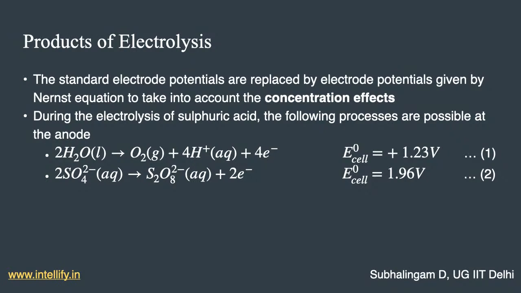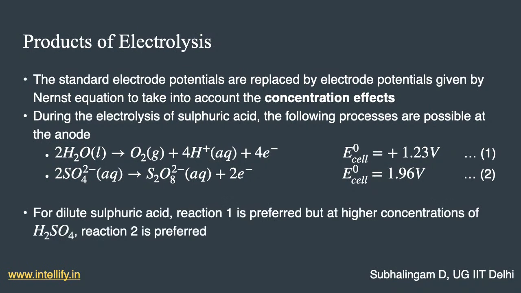And 2 moles of SO4 2-, that is sulfate ions, getting converted to S2O8 2- ions plus 2 moles of electrons. And the E0 cell for this is 1.96 volt. So this is the second one possible. For dilute sulfuric acid, reaction 1 is preferred, but at higher concentrations of H2SO4, reaction 2 is preferred. Why? Write the Nernst equations, take into account the concentrations, and you will see why. That's an exercise for you.